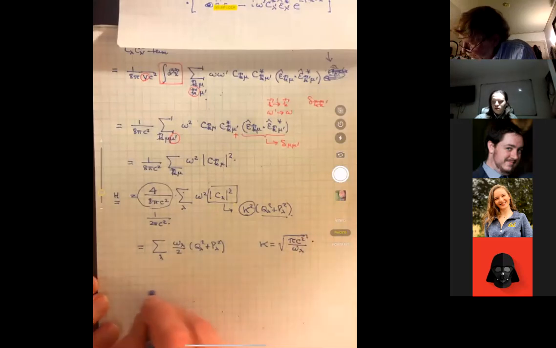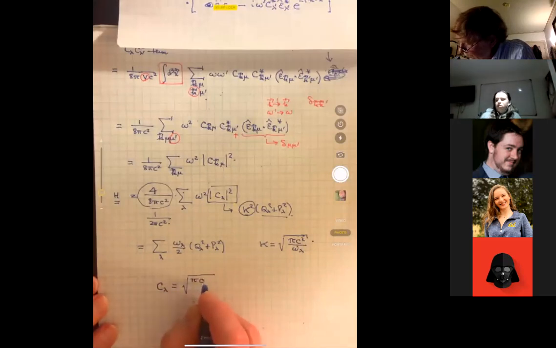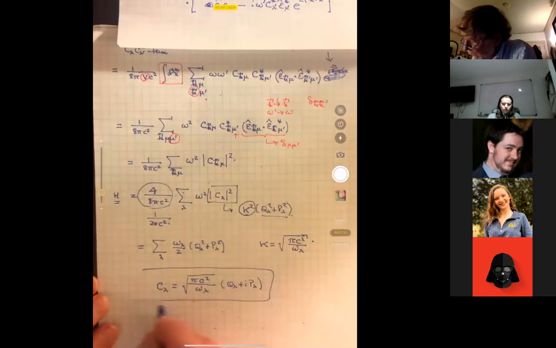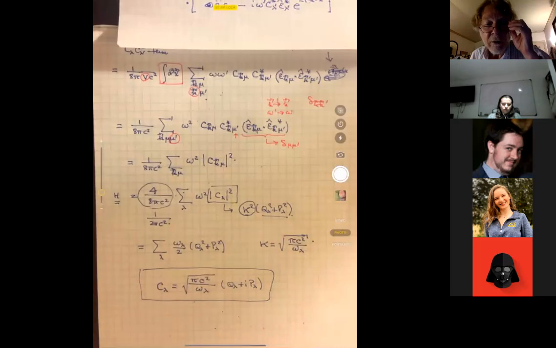And so this ends up telling us that c lambda is equal to the square root of pi c squared divided by omega sub lambda, multiplied times q lambda plus i p lambda. And that gives us, you see, the canonical coordinates, the q's and the p's for the electromagnetic field.